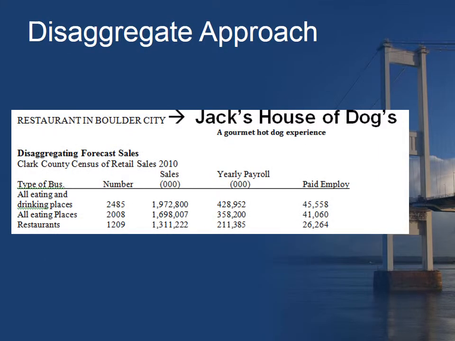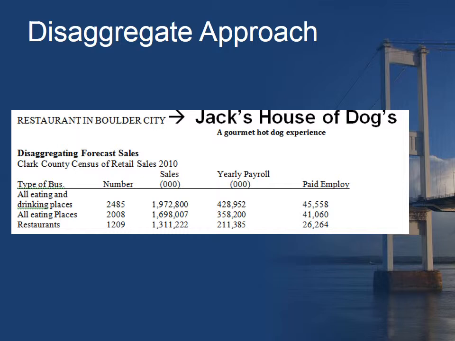The opposite approach to this is called a disaggregating approach, right? So this is where I start off with, for instance, all of the Clark County retail sales data for 2010, where I look, for instance, at restaurants. Here you'll notice that I have 1,200 restaurants with total sales of $1,311,000,000. And I have the number of paid employees and the yearly payroll.